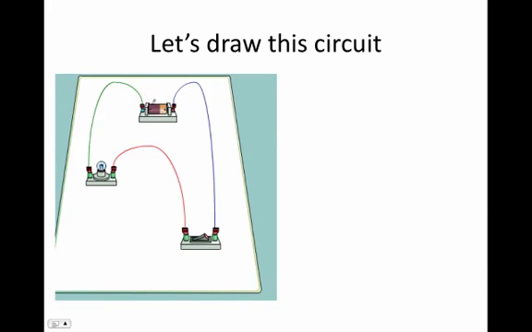Okay, let's see if we can draw a circuit diagram for what this picture looks like. Let's do the cell first. So the electrochemical cell, one long line to represent the plus and one short line to represent the minus. Straight lines now as best I can on this. And now I need a lamp.